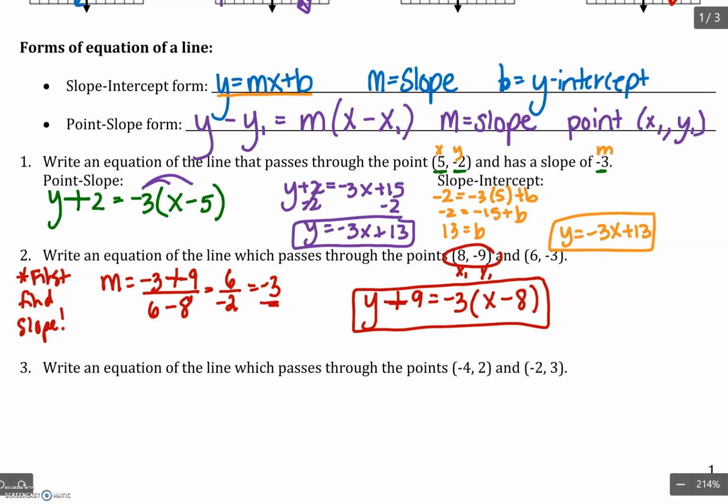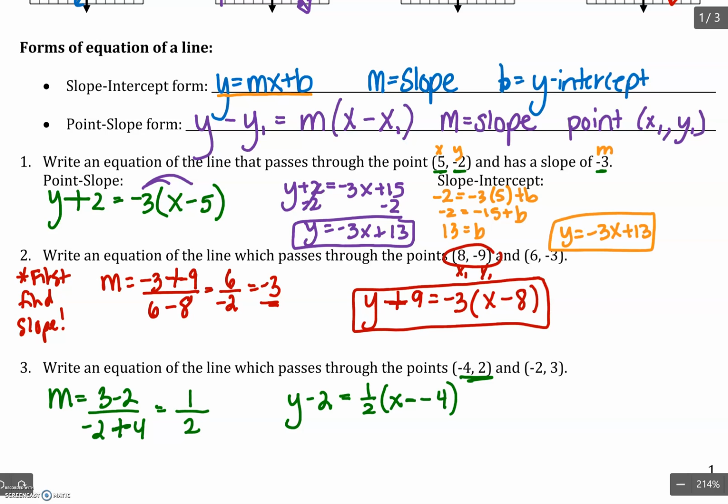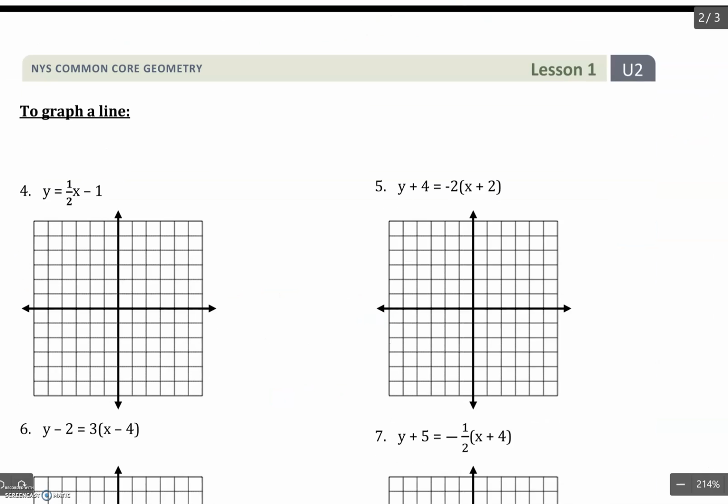Same thing for number 3. We're going to write our equation by first finding the slope. 3 minus 2 over -2 minus -4, which ends up being 1/2, and then pick either point. Y minus 2 equals, put your slope in front, and then x minus -4 ends up being x plus 4. And there's your equation.